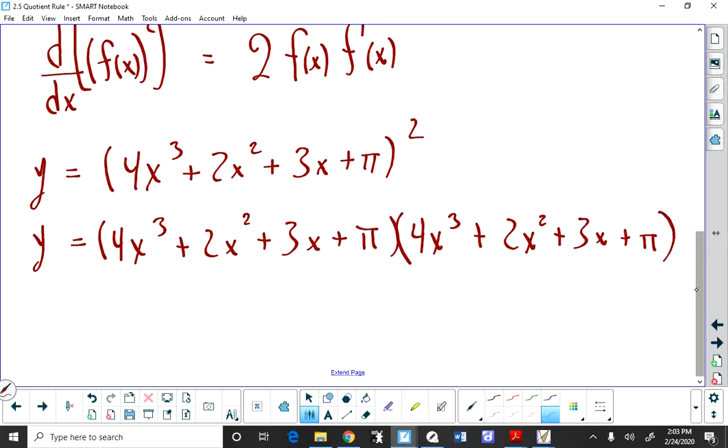And then from there, here's your 2 choices. You can use the product rule: take the derivative of this times that, plus this times the derivative of that. Or you could expand that out, and nobody wants to expand it out.